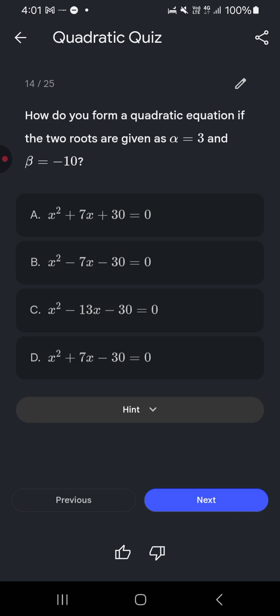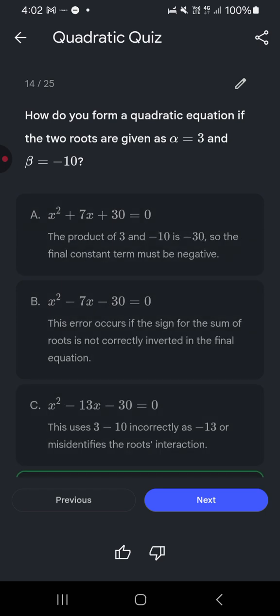How do you form a quadratic equation if the two roots are given as alpha is equal to 3 and beta is equal to minus 10? The correct option will be D.